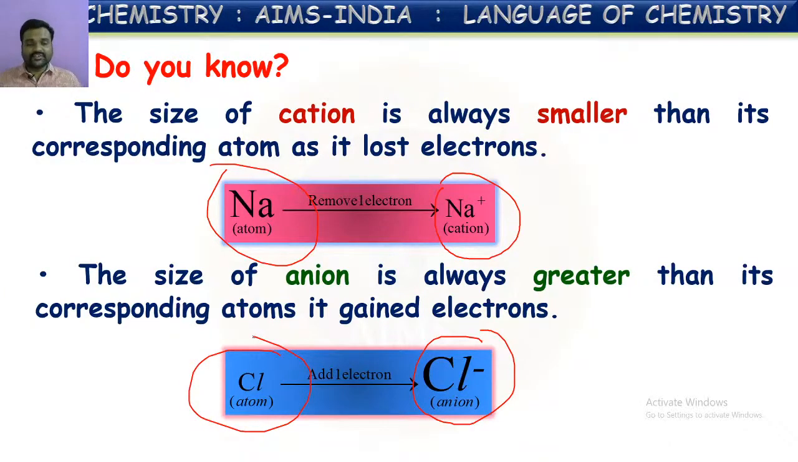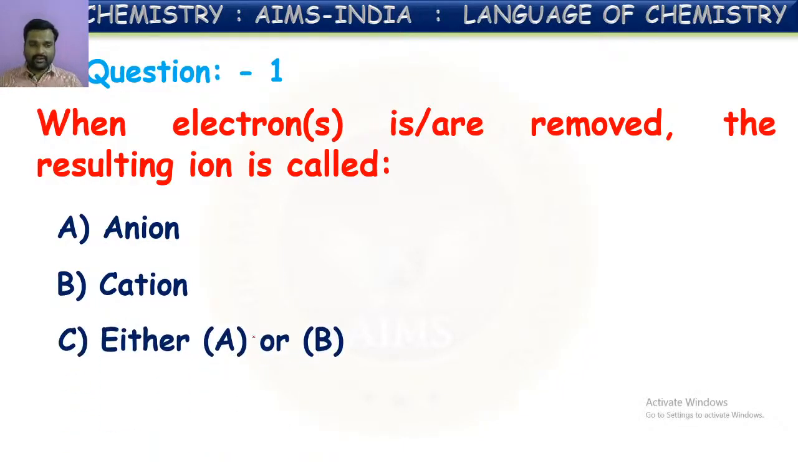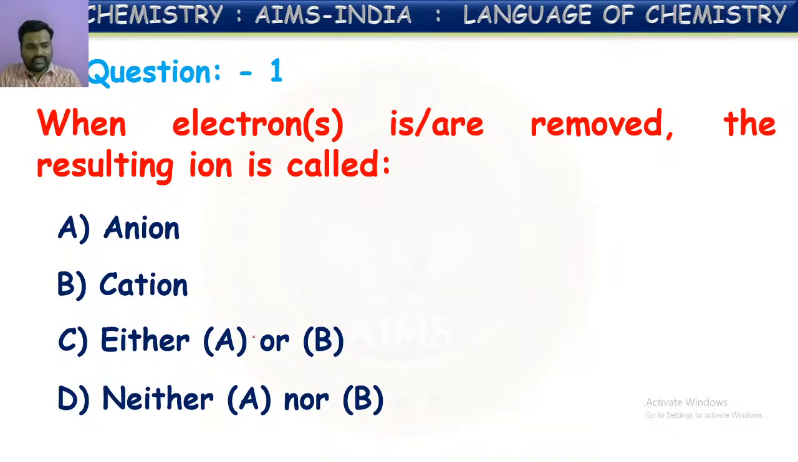Fine. Let us assess ourselves based upon what we have seen till now. See the question based upon this content. When one or more electrons are removed, then the resulting ion is called. Just now I have told ions are of two kinds. They might be formed either by the gaining of electrons by the atoms or by the removal of electrons. Now let us see the options given here: anion, cation, either anions or cations, none of these. Can you guess the answer for this?